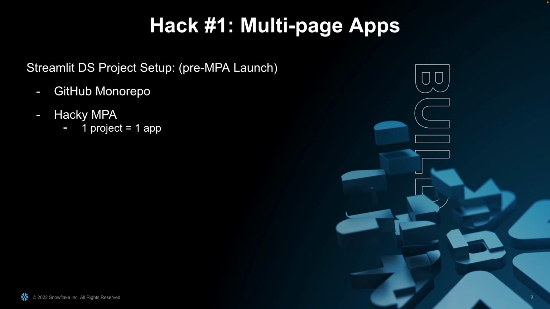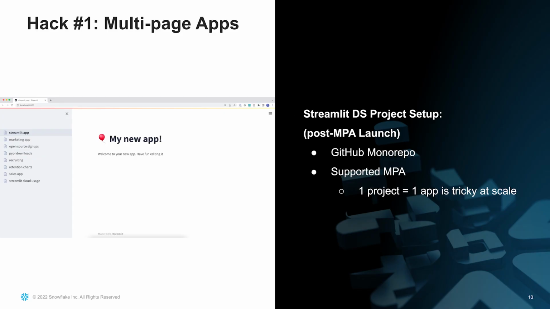And so this is what the data team really had as our project setup: we had one GitHub monorepo. And within this GitHub monorepo, we essentially had this hacky version of multi-page apps on top of it. Now, the next thing that happened is the product team came out with this multi-page app setup that was native to the library. So you didn't have to have this really hacky solution on top of Streamlit anymore.